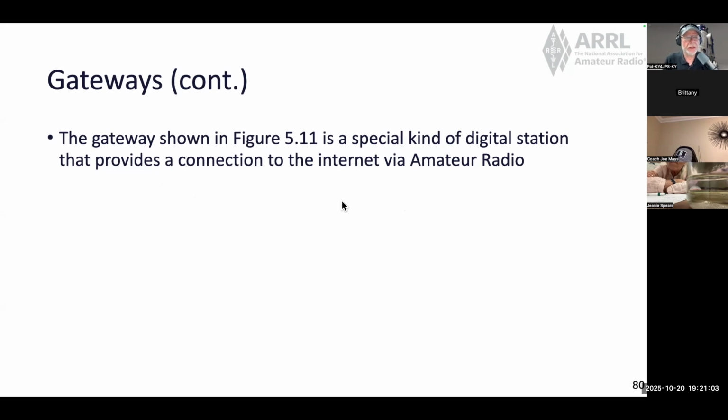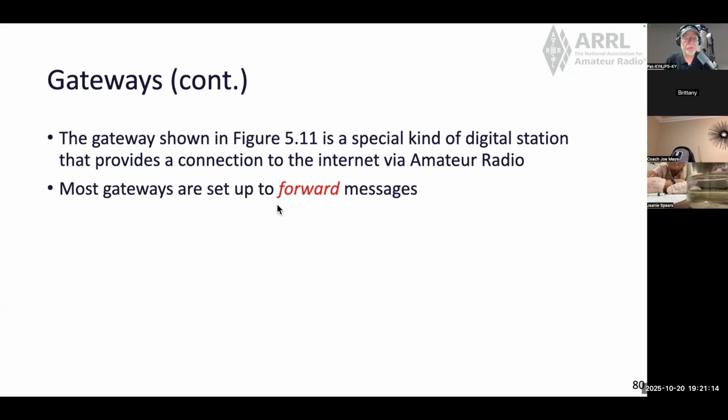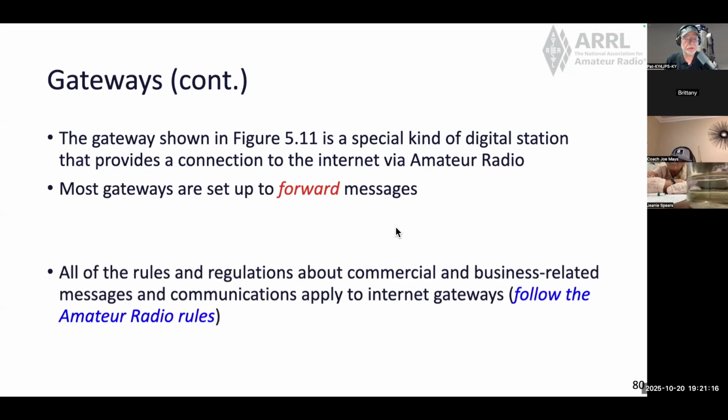on WinLink. The gateway shown in Figure 511 is a special kind of digital station that provides a connection to the internet via the amateur radio. Most gateways are set up to forward messages.